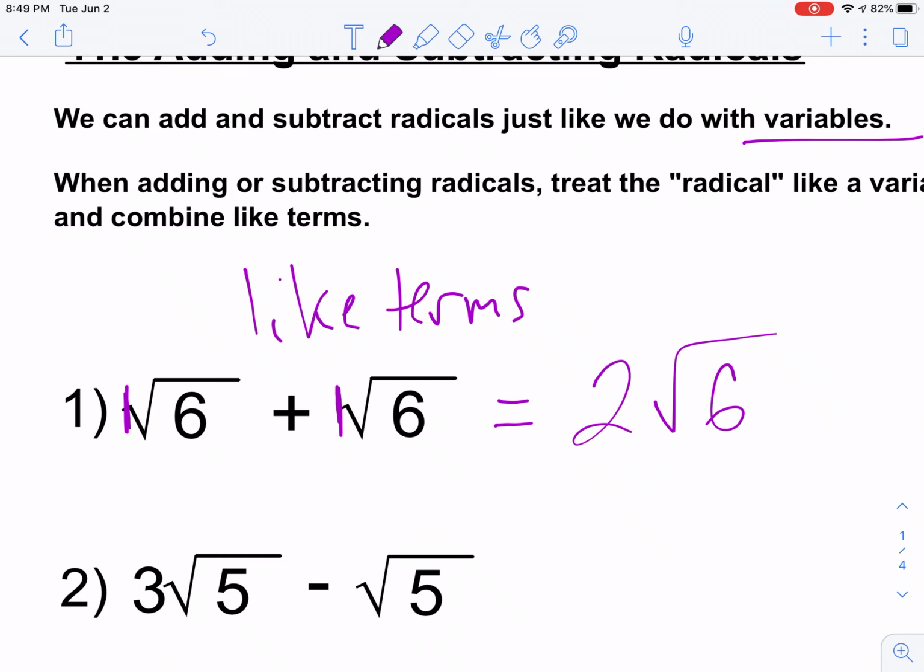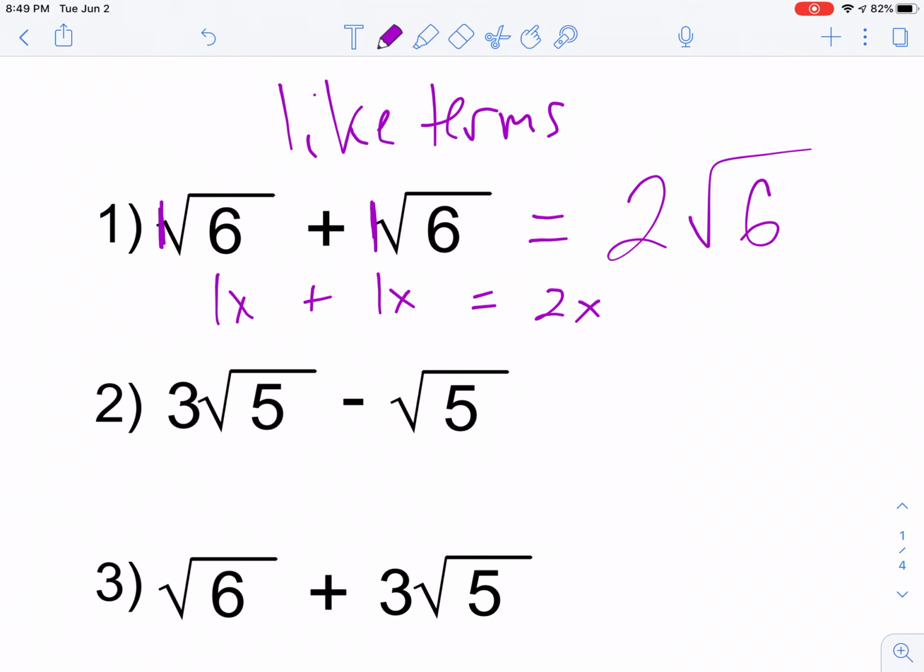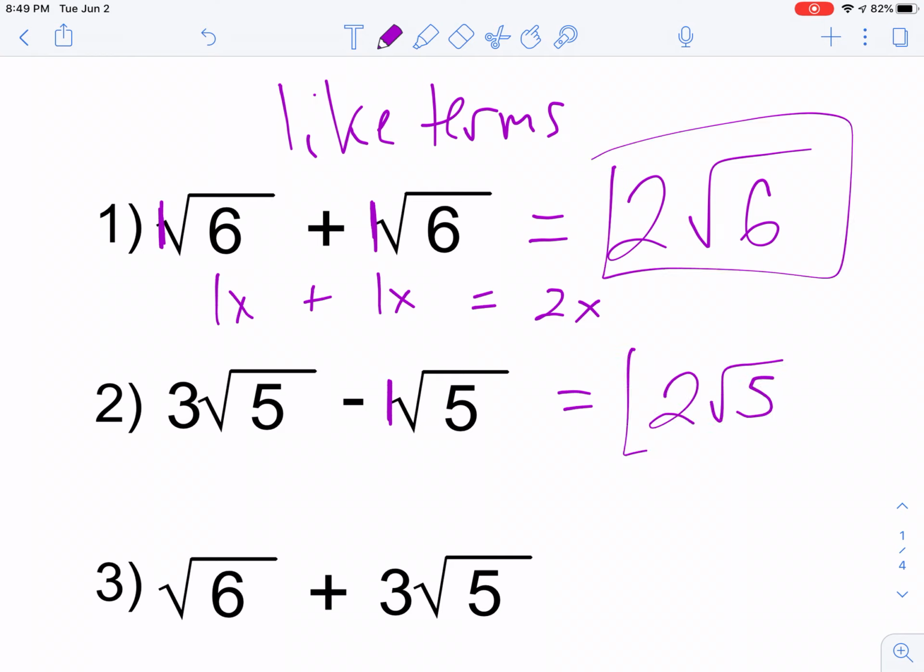Treat the root 6s like an x. If you added 1x plus 1x, you'd get 2x, right? Same thing with radicals. 3 root 5 minus 1 root 5 would be 2 root 5. Okay? Same deal. Treat them like terms.